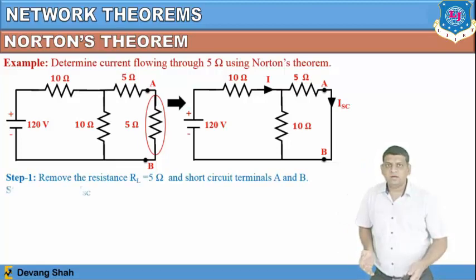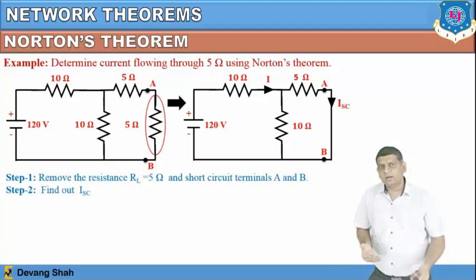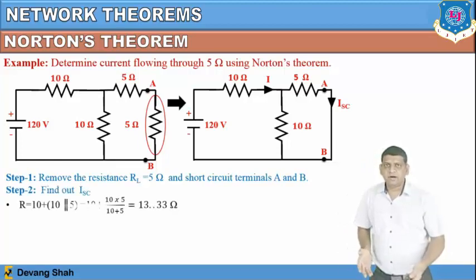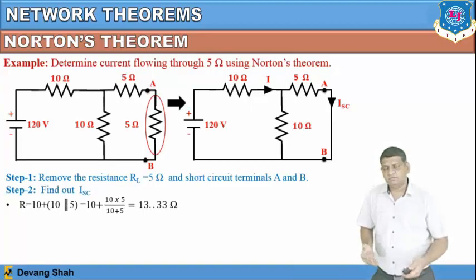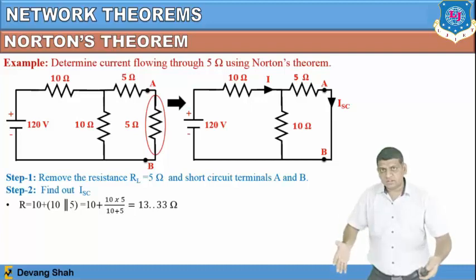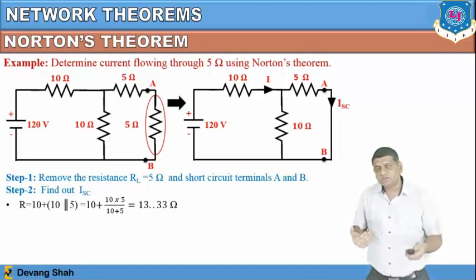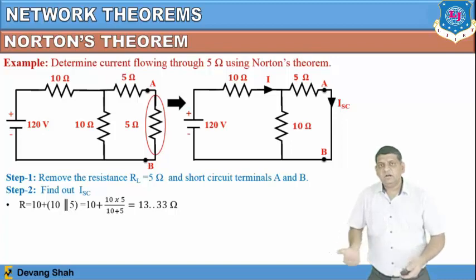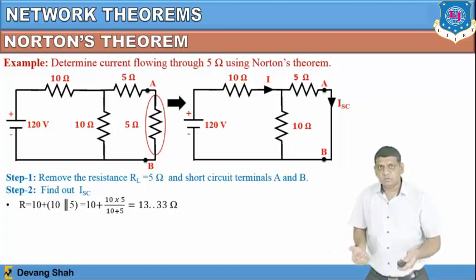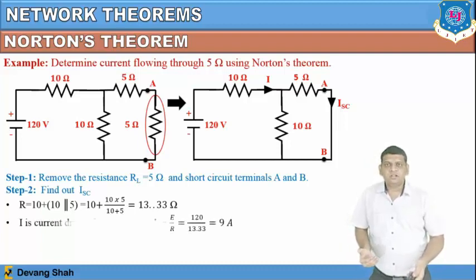So my first part is to remove the RL and short the terminal A and B. From that you can find the ISC, which is the short circuit current. Before that you have to find the total resistance of the network. So once you look from the 120 volt supply, the 10 ohm and 5 ohm, these two resistances are in parallel with the 10 ohm resistance in series. So by that way you can find 13.33 ohm, which is your total resistance of the circuit.